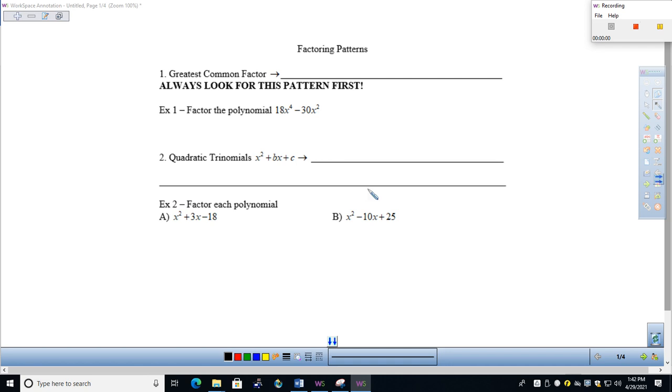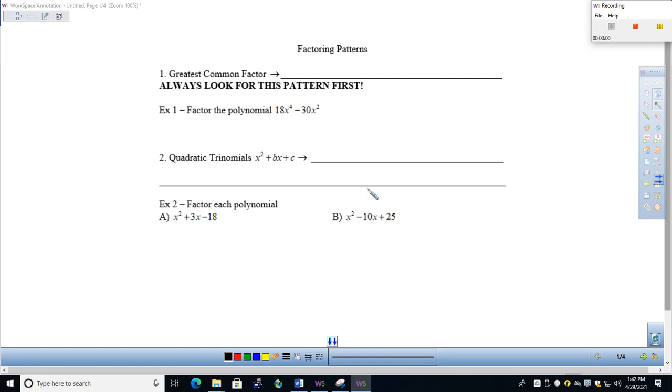Welcome, everyone. Today's lesson is factoring patterns. Factoring is one of those skill sets that's quite prevalent in a high school math curriculum, and it's a necessity for us to master this skill set as we look to explore different types of equations and functions over the course of our curriculum. So it should be noted with this particular lesson that most of these patterns that you're going to see should be a review.